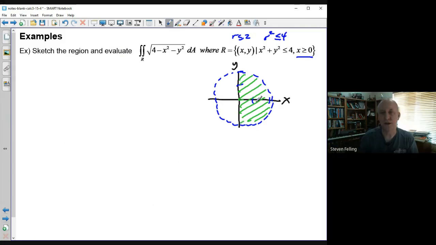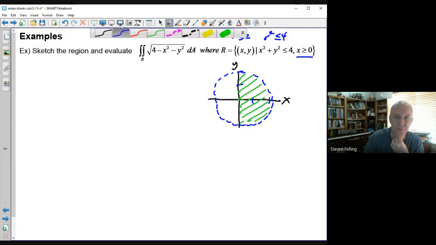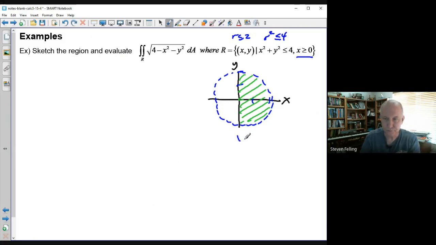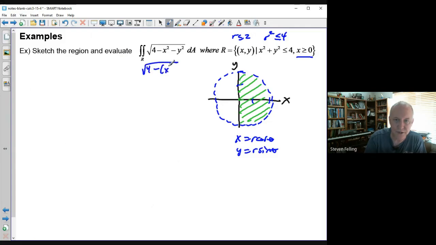Now they didn't convert this for me, they didn't tell me what to use for dA. So we'll have to do all that by hand. We're going to use our x, our r. Well, x is r cosine theta and y is r sine theta. So let's do some manipulation here. This is the same as 4 minus x squared plus y squared, right?